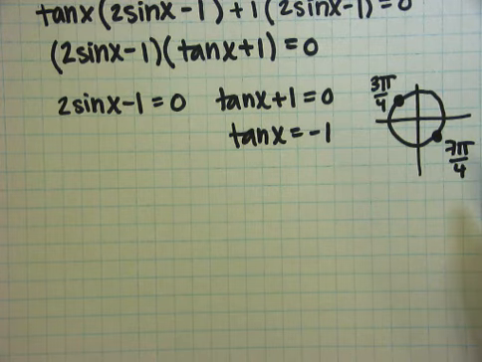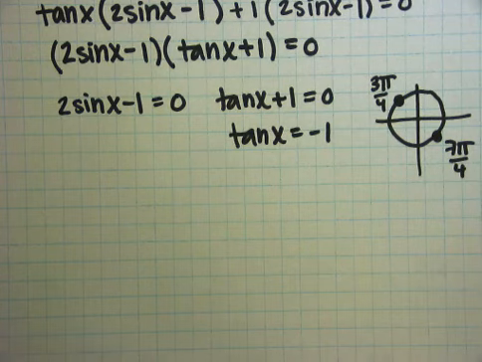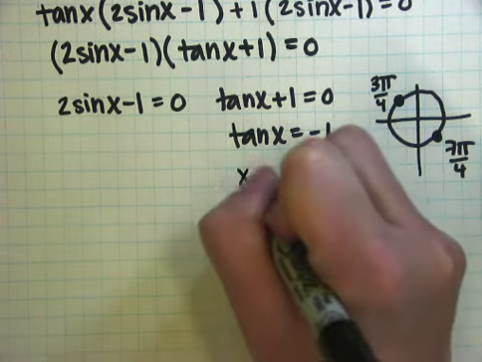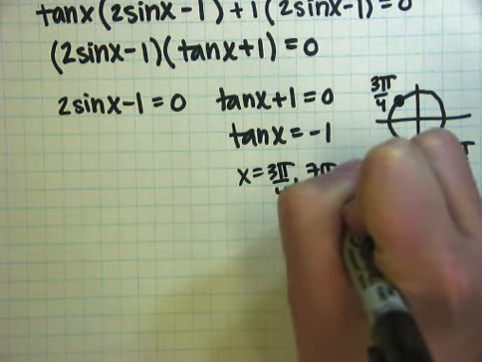Now, did they want the answers between 0 and 2 pi for this? Or did they want all answers? I can't remember, was it? So for number 43, let me just double check real quick. It says, find all solutions to the equation between 0 and 2 pi. So for this one, you would say x equals 3 pi over 4 and 7 pi over 4.